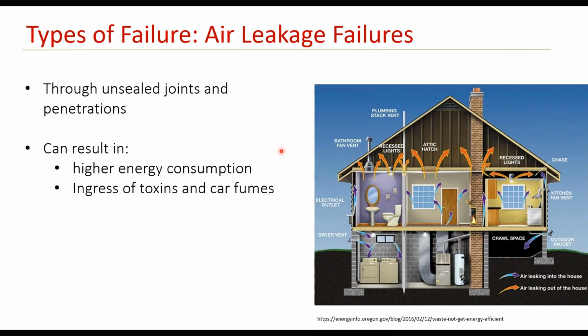The second category would be the air leakage related failures, and this is usually through unsealed joints and penetrations. Basically around the windows or around the penetrations, for example the chimney penetration through the different layers of the building, we might start having a failure or lack of sealants or deteriorated sealants, and we'd start having air moving freely in and out. This would lead to, of course, higher energy consumption and the ingress of toxins and car fumes.